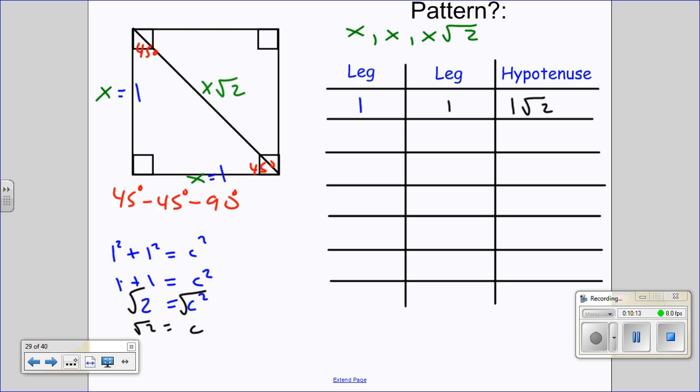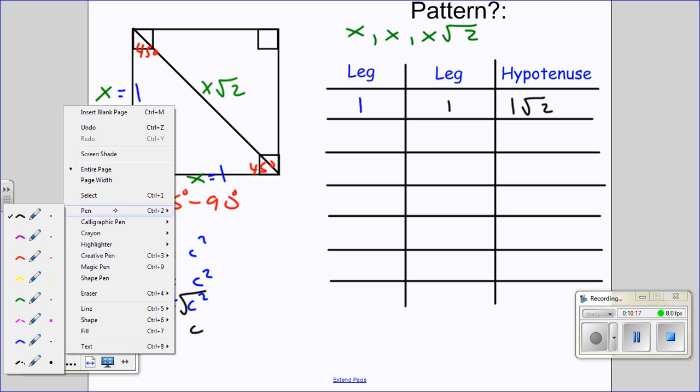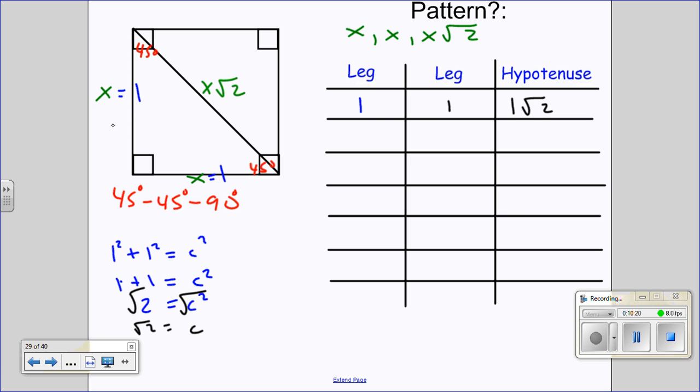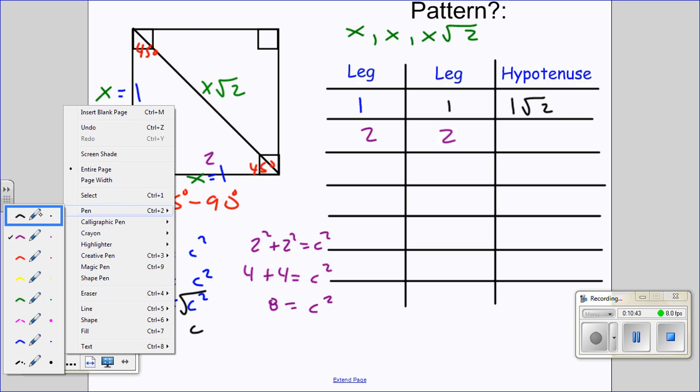So let's try another one. Let's say the leg is 2. So that means this leg is also 2, right? So if I do the math, that'd be 2 squared plus 2 squared equals c squared, right? So that's 4 plus 4 equals c squared. So that means 8 equals c squared, right? And then take the square root of both sides.